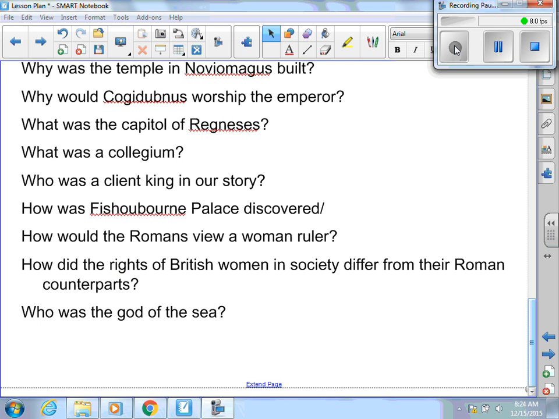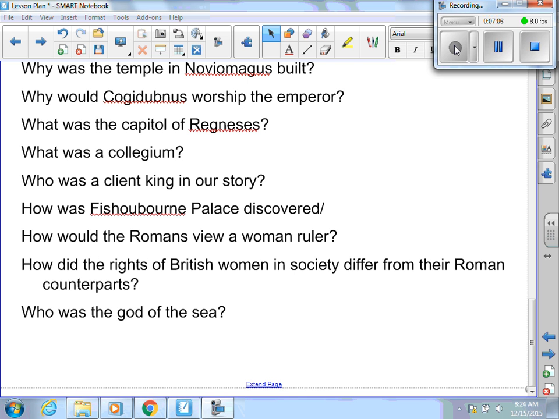How would the Romans view a woman ruler? Very dangerous. They would see her as dangerous. The ability to drive men, of course, but then they saw women as fickle. So her ability to change sides very quickly would have been feared by the Romans.